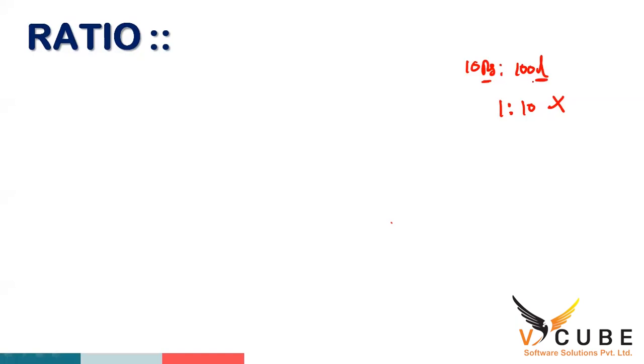Can we cancel them? No. For example, 10 rupees, 100 rupees, then the answer is 1 is to 10. And 10 liters, 100 liters, then the answer is 1 is to 10. So 10 rupees is one quantity, 100 rupees is another quantity. Two quantities of the same units is called the ratio.